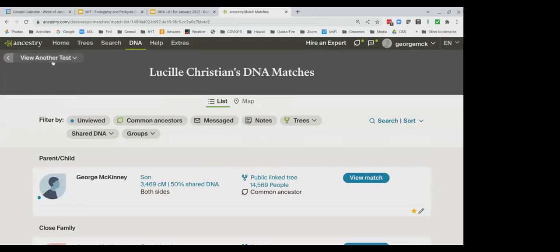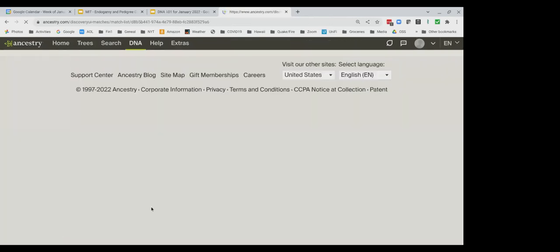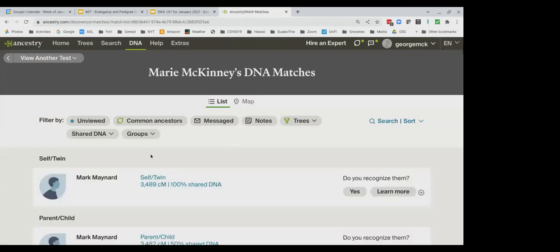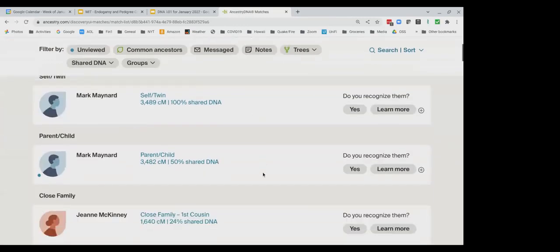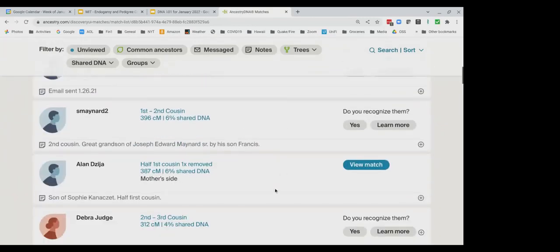We're now going to switch over to one of the Maynard tests. We'll go to my wife, because there's some interesting things here. So this is my wife's test, and I want to go down to Alan Zija. Just a second, I'm having trouble. I have a crib card here, and I'm having trouble maintaining it. There we go.